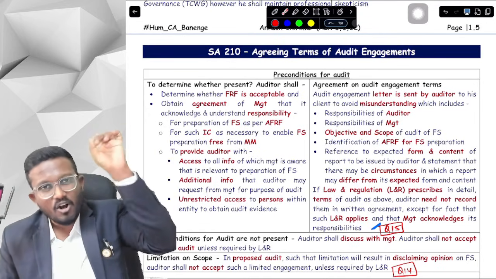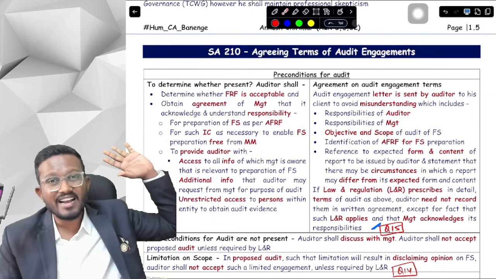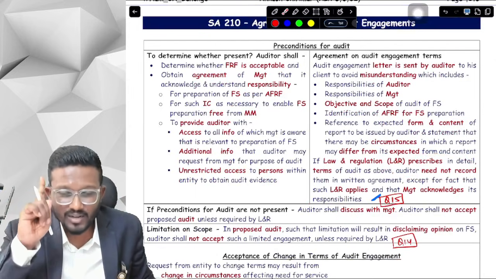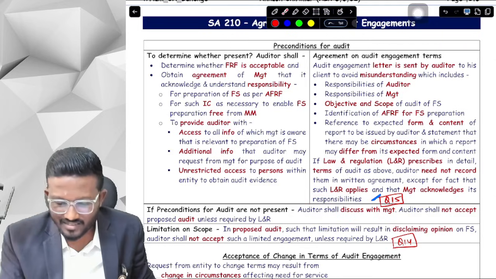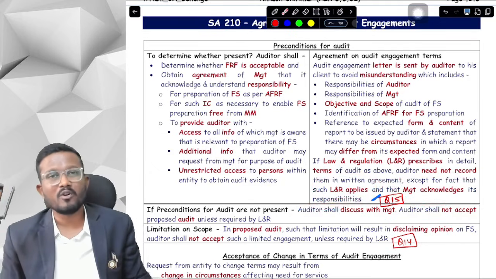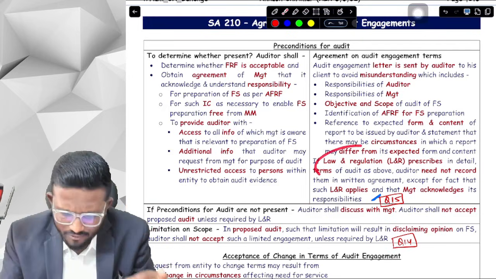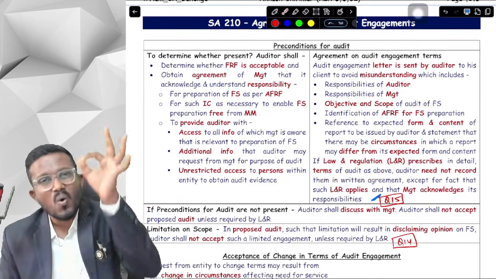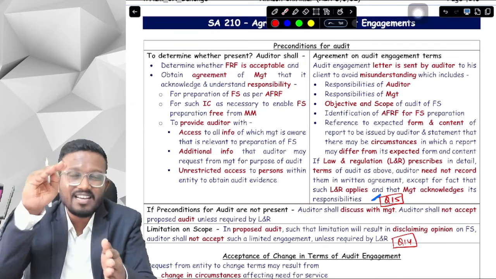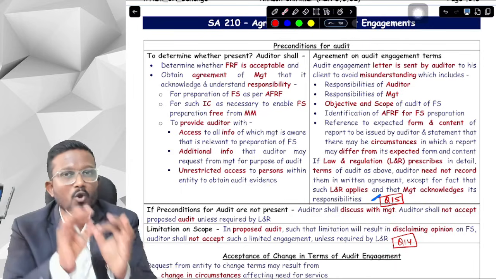No. If there is any law and regulation which already specifies everything that we have specified, then we need not send any separate engagement letter to the client, but we need to take acknowledgement from the management that such law and regulation is applicable to them, and management acknowledges its responsibilities, that management knows about its responsibilities. Let me tell you one thing, that anything said in any law and regulation supersedes or overrides our SAs' basic provisions. If SA says something and law and regulation says another thing, then law and regulation is always the priority, an overriding factor over the SAs. We don't follow the SAs then; we follow law and regulation only.